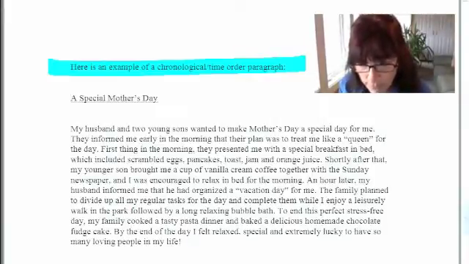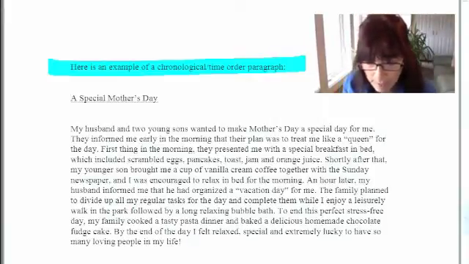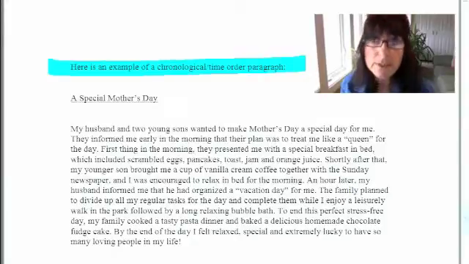A special Mother's Day. My husband and 2 young sons wanted to make Mother's Day a special day for me. They informed me early in the morning that their plan was to treat me like a queen for the day.